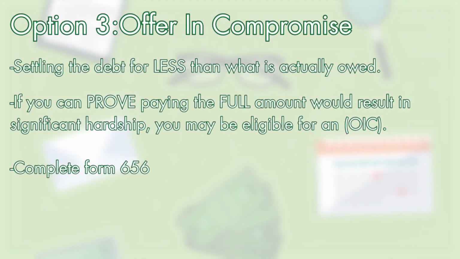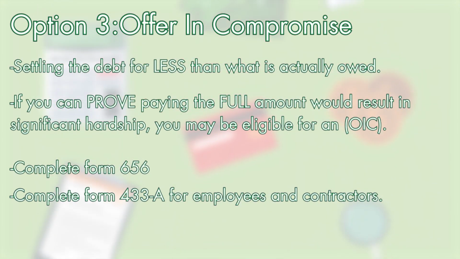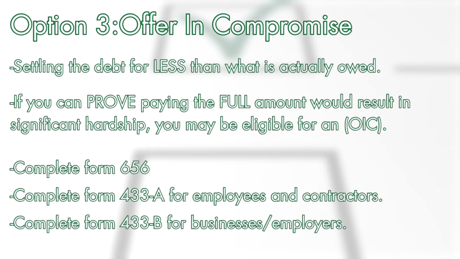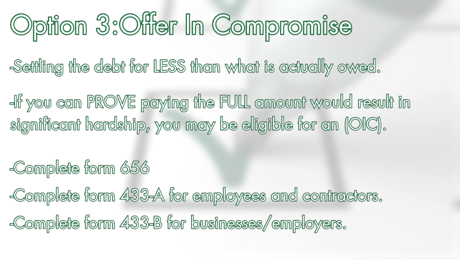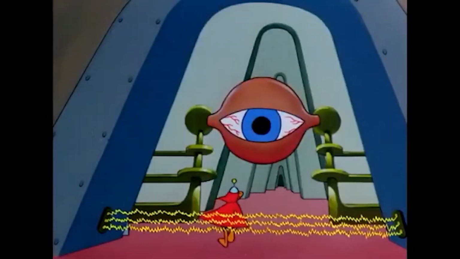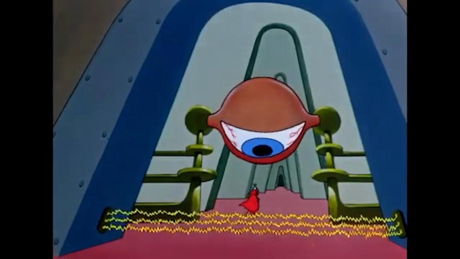Now the second form depends on whether or not you are an employee or an employer. If you are a wage earner or an employee, you will have to fill out Form 433A. If you are an employer or a business owner, then you'll have to fill out Form 433B. Okay? So once you do that, the IRS will review your finances. Believe me, they have their eye on them. And if approved, then you can settle that debt for that amount.